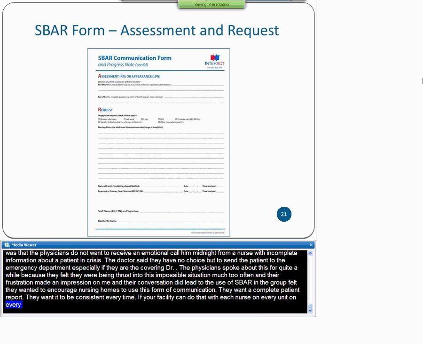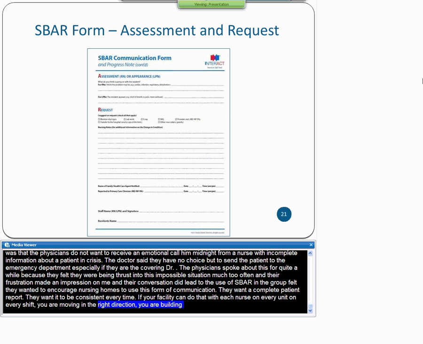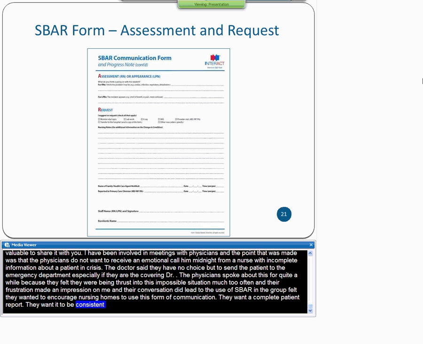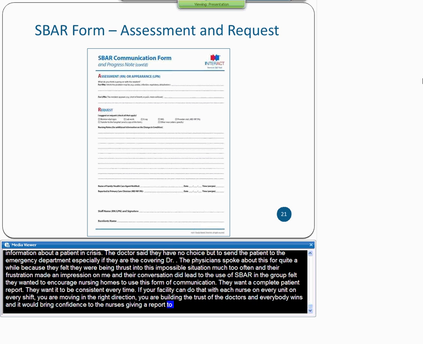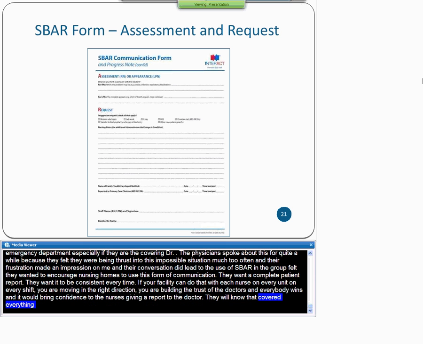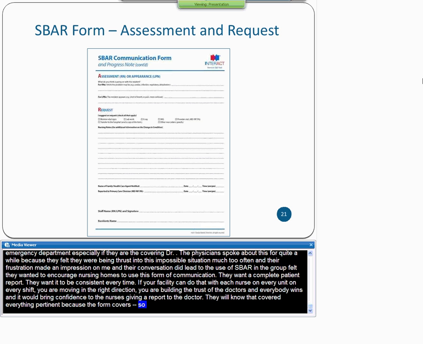And it would certainly bring confidence to the nurses that are giving reports to a doctor. They'll know that they've covered everything pertinent because the form prompts you by body system, and it guides the clinician to gather their thoughts in an orderly fashion so that they can follow care paths for recommendation. And if a transfer is required, the physician knows that an identical report goes to the ED and the transfer can be expedited.